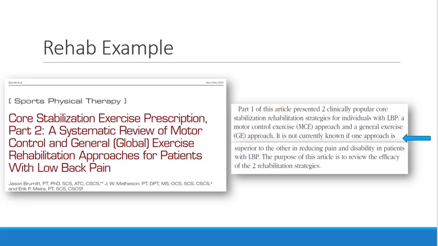And so my question here basically was, since it's not known if one is superior to the other, I would have a P of adults with low back pain, an I being a general exercise approach for low back pain, the C utilizing the motor control exercise approach, and O being reducing pain or disability, and disability being measured by those different outcome tools.